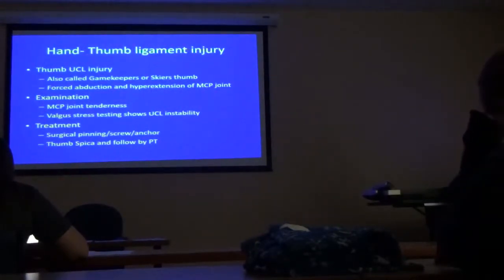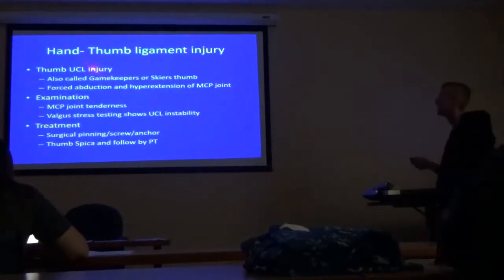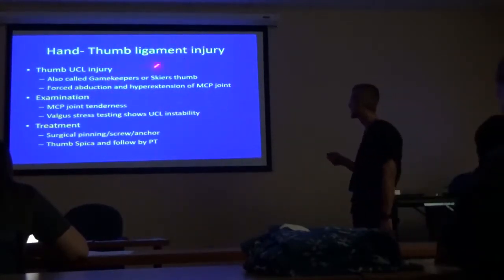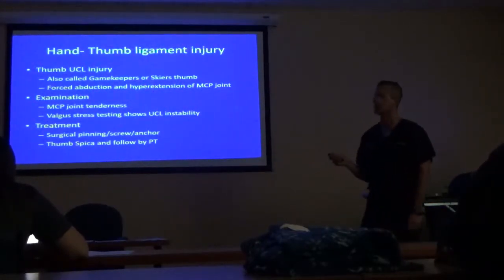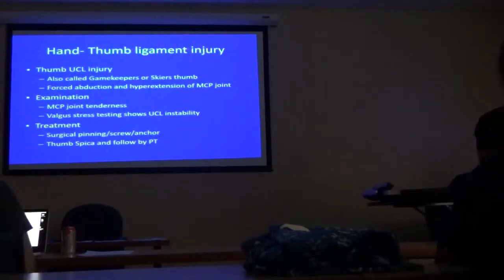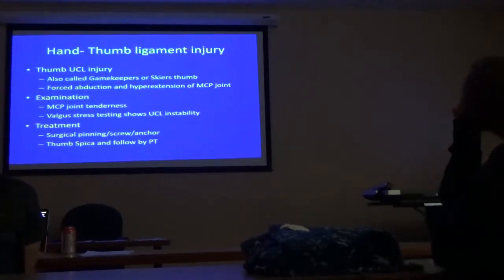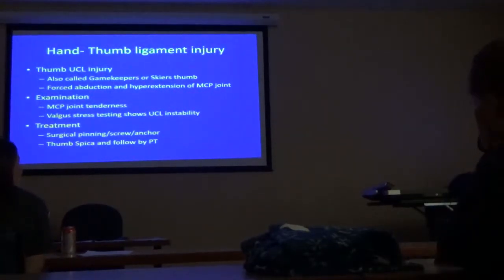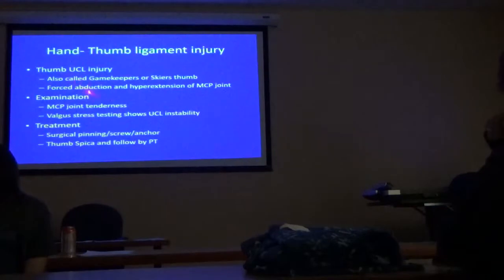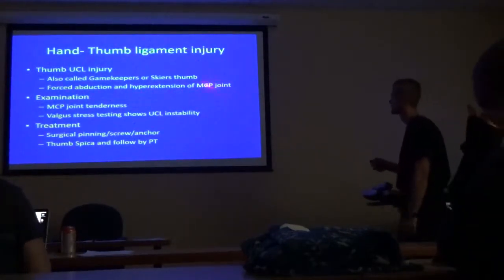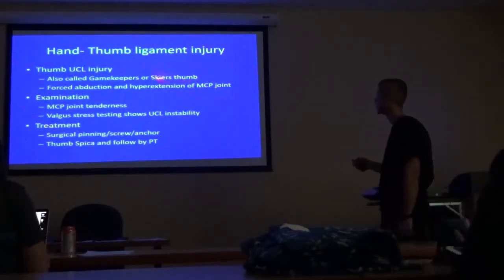All right, thumb ligamentous injury. Thumb ulnar collateral ligament injury, also called a gamekeeper's thumb or skier's thumb. Why do you think they call it that? Yeah, snapping necks, right? And then you're skiing, and you get your loops around your ski pole. You lose your ski pole, and then it rips your thumb back. Forced abduction or hyperextension of the MCP joint.